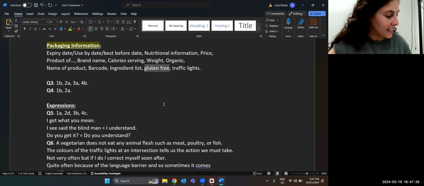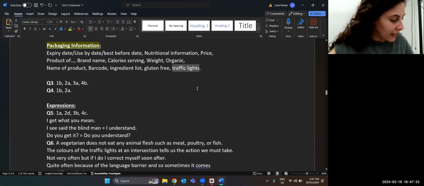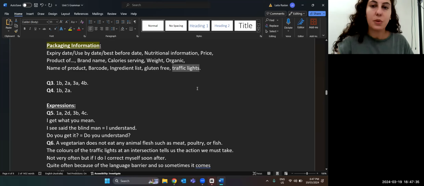And you'll see this thing called the traffic lights. So that's a new one. It just means green would be something that's good, and orange and red.